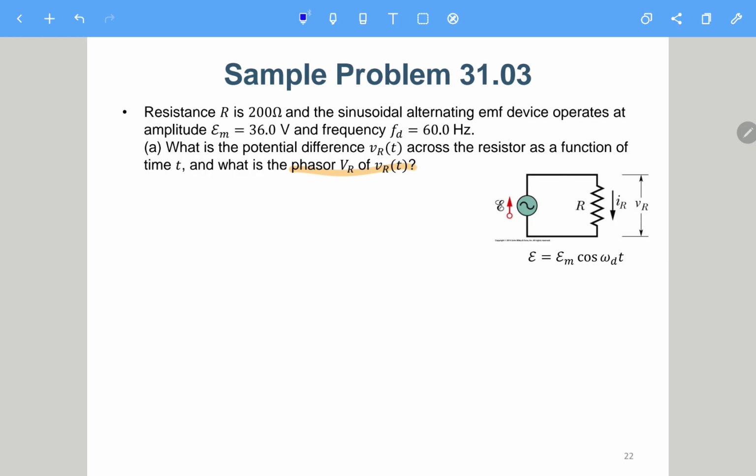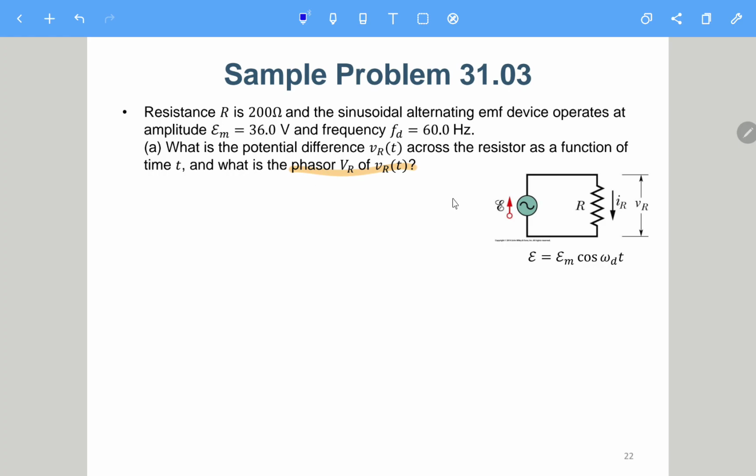Okay, so let's see. It says the resistance R is 200 ohm and the sinusoidal alternating EMF device operates at EM equals 36 volt, and FD is the frequency. So the angular frequency will be 2 pi FD. Part A: what is the potential difference VR across the resistance as a function of time t, and what is the phasor VR?